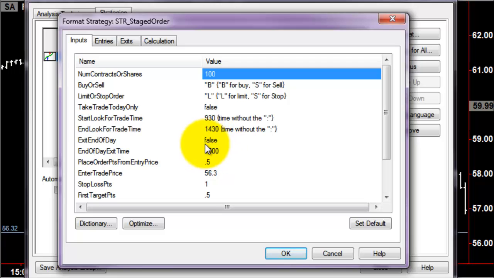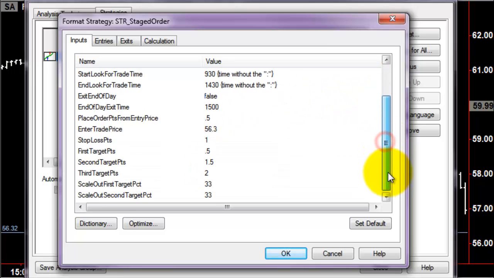I have false because we want to let it run, let it be a swing trade, and our entry price is 56.3. Place order points from entry price is 0.5, and we'll talk about determining that in a moment, but for this example we're starting with 0.5. Stop loss is 1, first target points is 0.5, second target is 1.5, third target is 2, and we're going to take a third of our shares off at each of these targets. So let's see what this does for us.